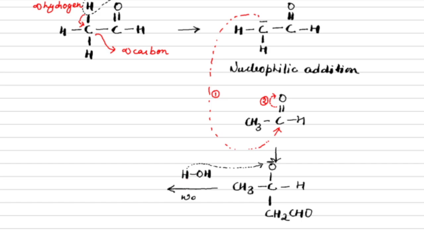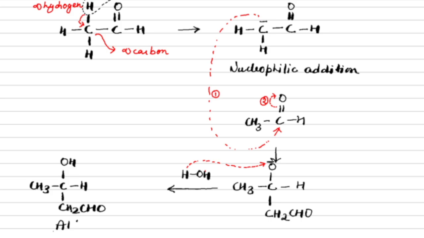This is water, nothing else, water. So this H will join here and O will get H. What will we get? Our alcohol. So that is what is happening. Let me write the complete structure now. We have CH, C, and this is OH, then this is CH, and this is CH2CHO. This is where we are getting aldol.